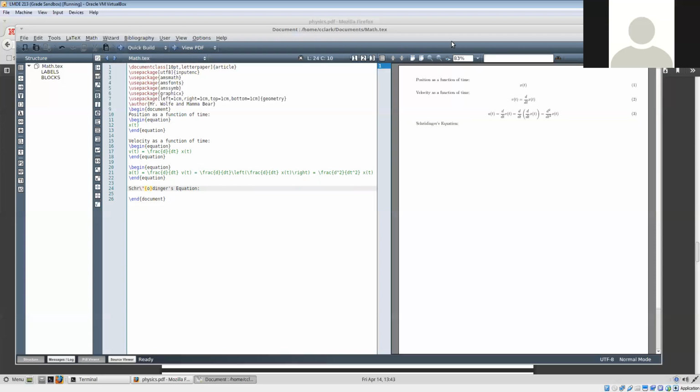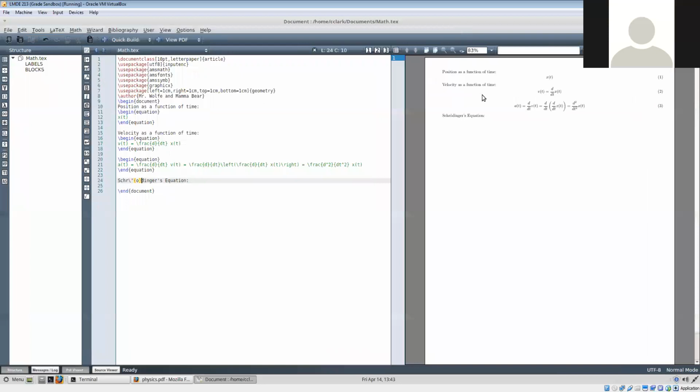So let's write out Schrodinger's equation in one dimension, position representation. To get the little dots over the O, it's basically a command whose name is a double quote, backslash double quotes, and then you surround what you want to put the 2 dots over.